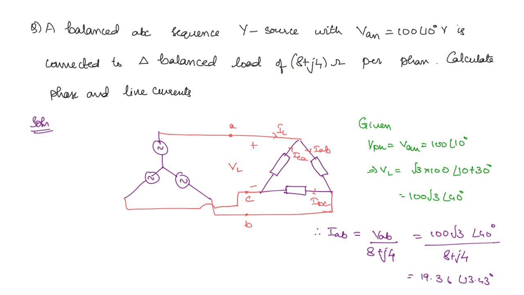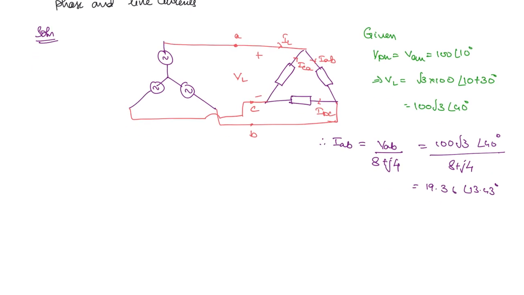Once you find IAB, you can simply find IBC and ICA. IBC will be the same magnitude, but the phase will be 13.43 minus 120 degrees. Similarly, ICA will be equal to 9.36 angle 13.43 plus 120 degrees. So these are all the phase currents.